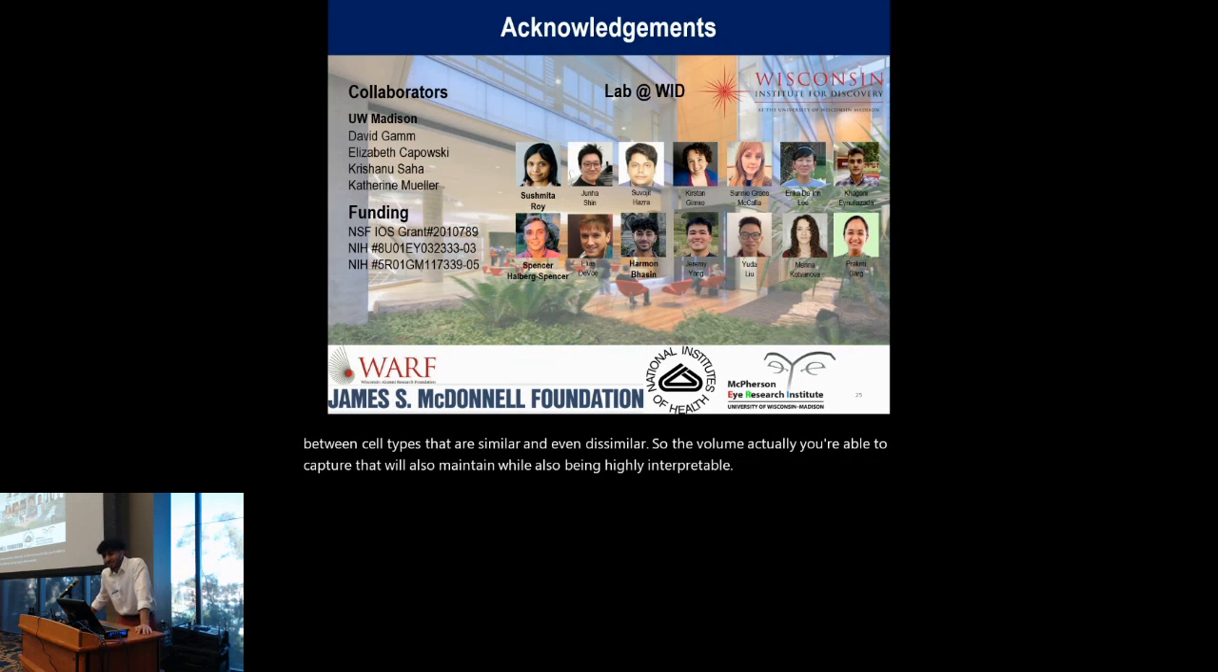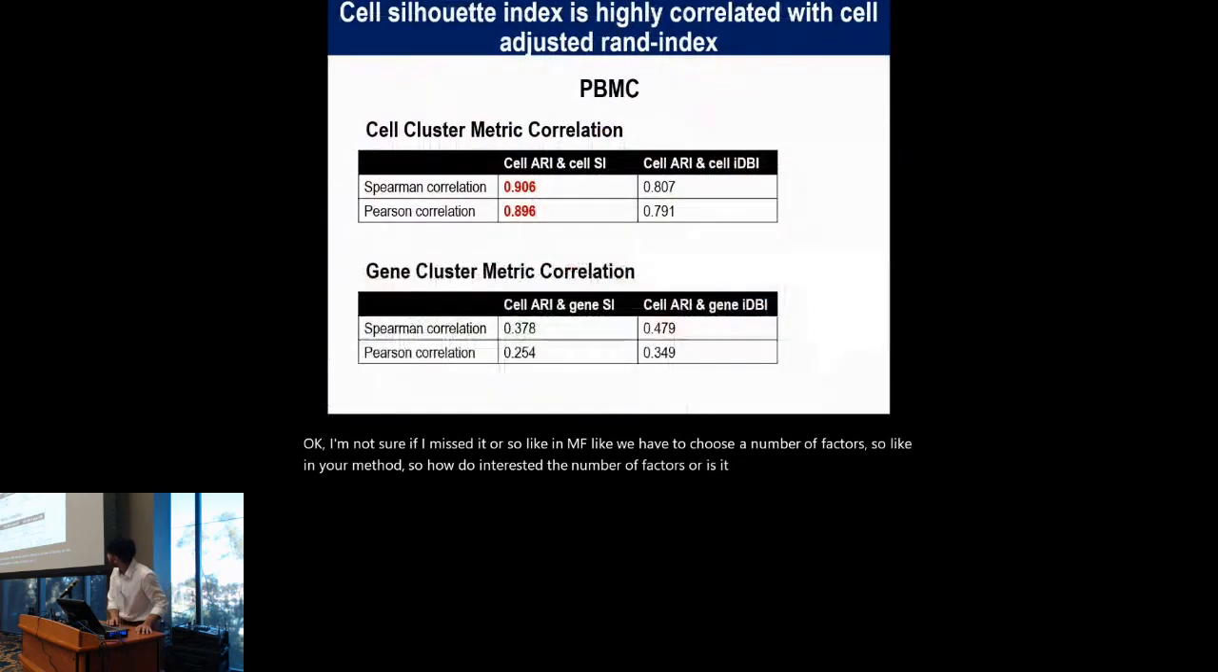Okay, I'm not sure if I missed it, but in NMF we have to choose a number of factors. So in your method, how do you choose the number of factors, or is there a protocol to do that? Yeah, so in the data sets where we have adjusted Rand index, we can just look at that and select the parameter that scores the highest. But in the other data sets, we have to use other clustering metrics.